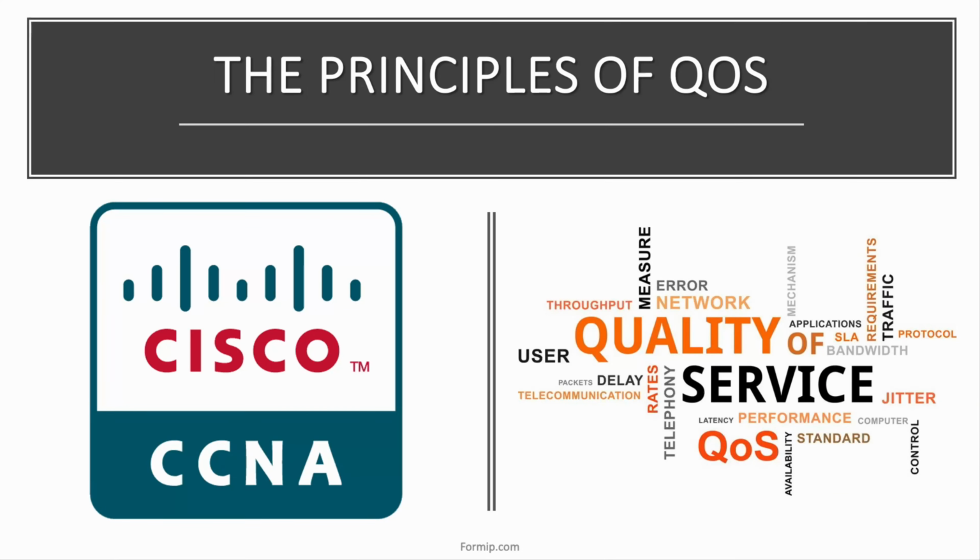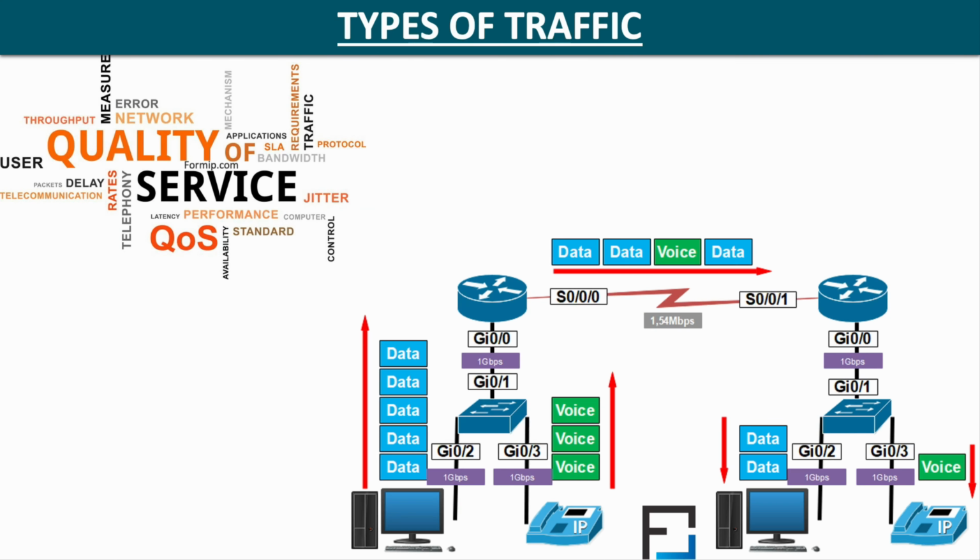The principles of QoS. Network devices don't really care what kind of traffic they need to transmit. In the basic operation of a switch, when it receives an Ethernet frame, it looks up the destination MAC address, and it will forward the frame to that destination. In the case of a router, the principle is identical. That is, when it receives an IP packet, it looks up the destination IP address in its routing table, and will send the packet to the destination.